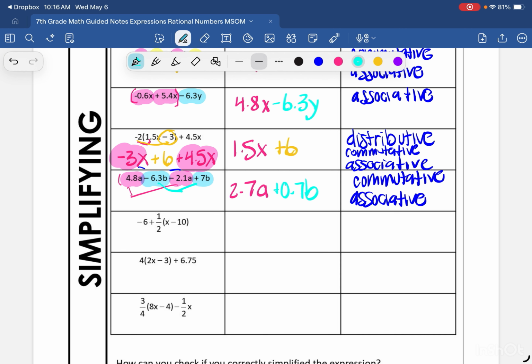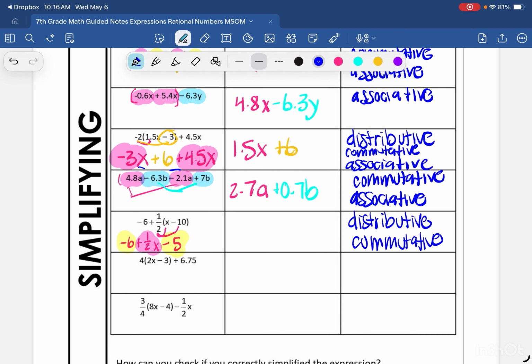I look at my next question, I immediately notice I'm going to have to use the distributive property right here to get rid of these expressions. So let's rewrite it. So I have negative 6 plus 1/2 x, and then 1/2 times a negative 10 is a negative 5. Let's look at my like terms. I have my x term right here in the middle, which is all by itself, and then I have my negative 6 and my negative 5. Really quickly, I use the distributive property, and I also am going to use the commutative property. I'm going to change the order to combine the like terms.